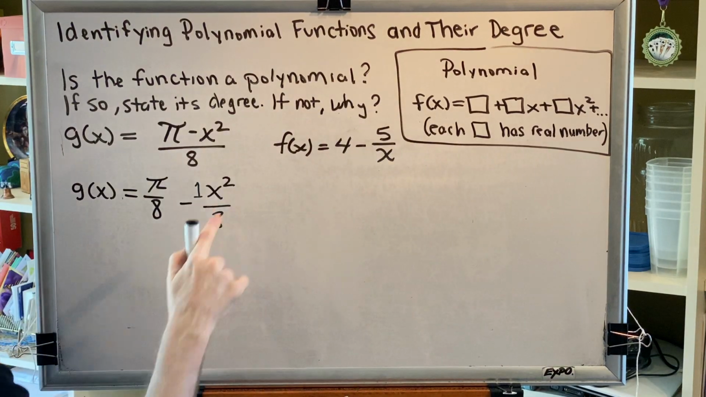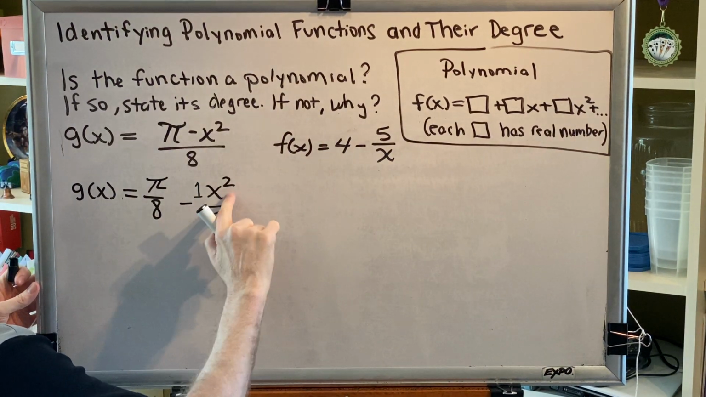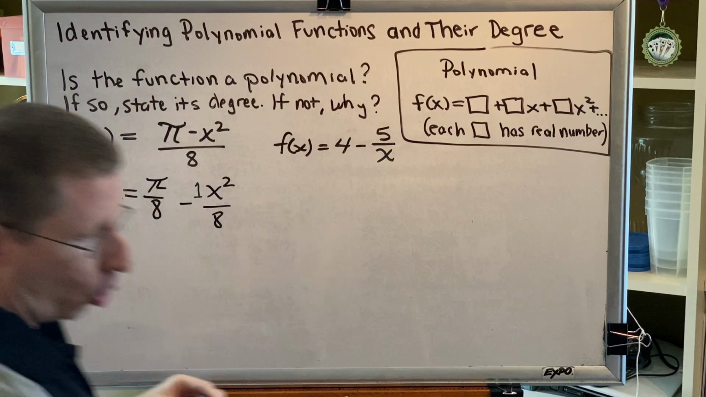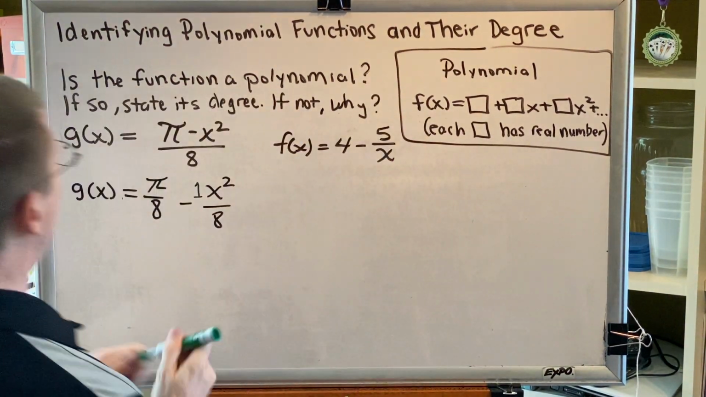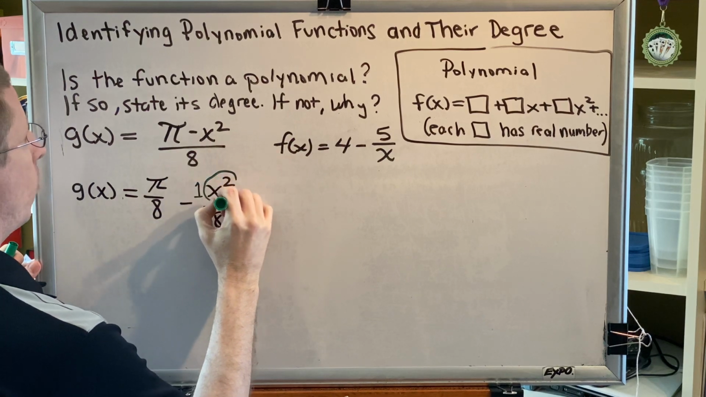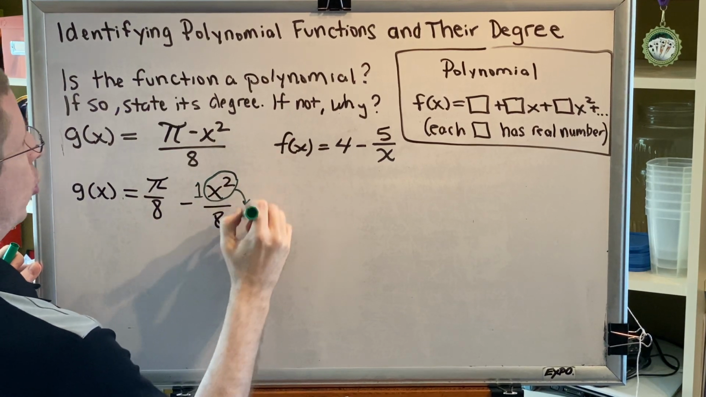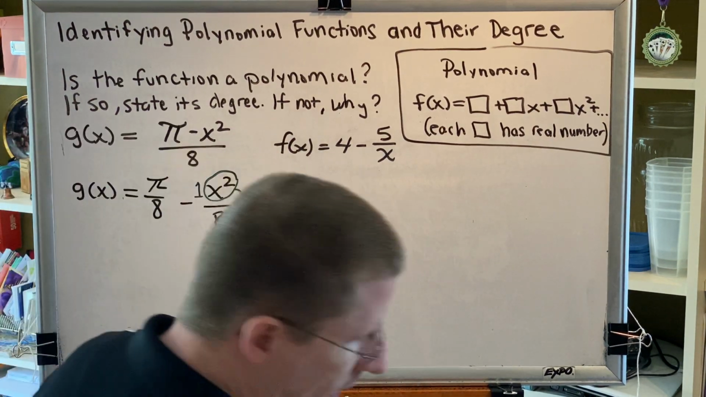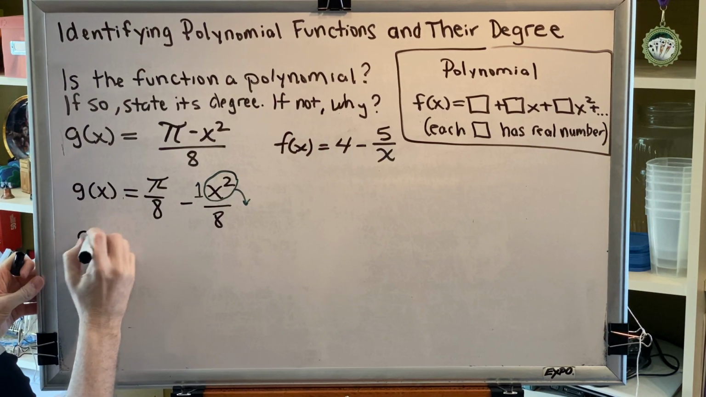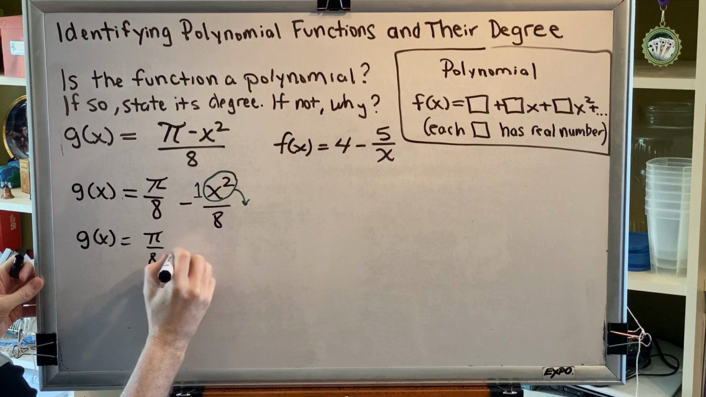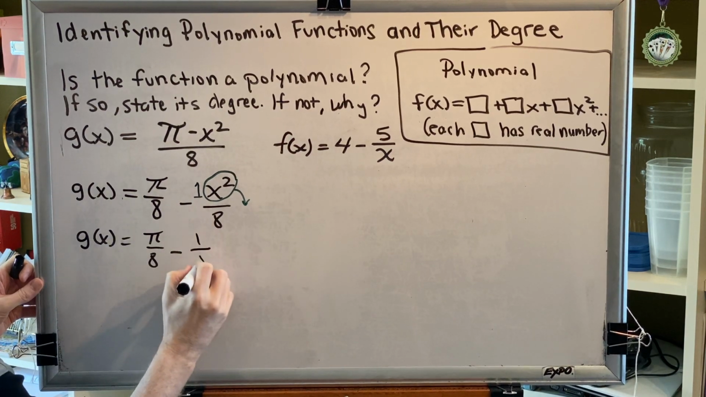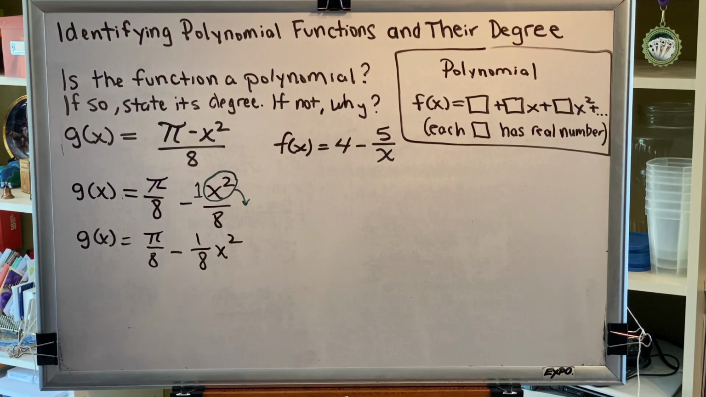So if we want to get this x, and specifically the x squared, outside of our fraction, we have to use a property of fractions that says if you have a factor in the numerator of your fraction, you can actually move that to the right. So this is going to be rewritten as g of x equals pi over 8 minus 1/8 x squared.